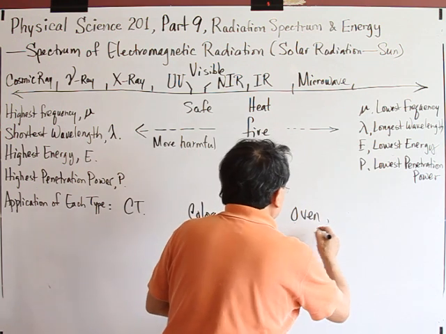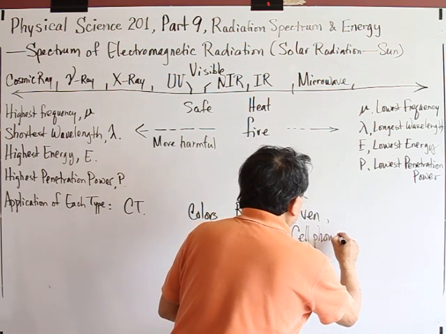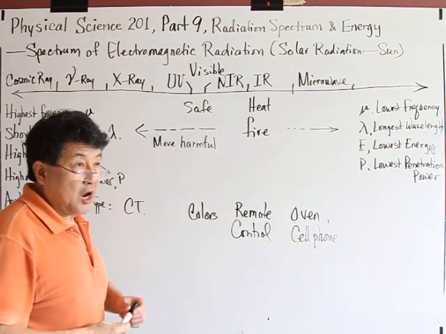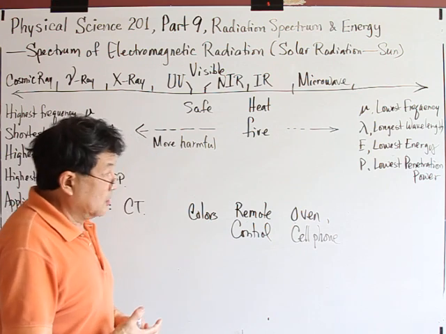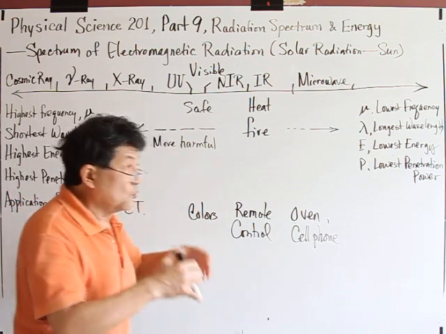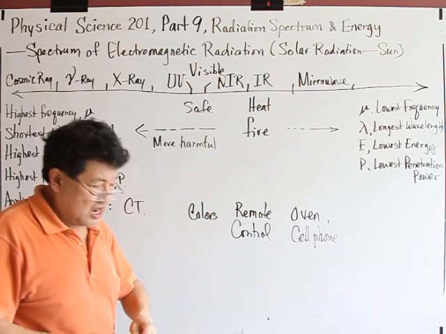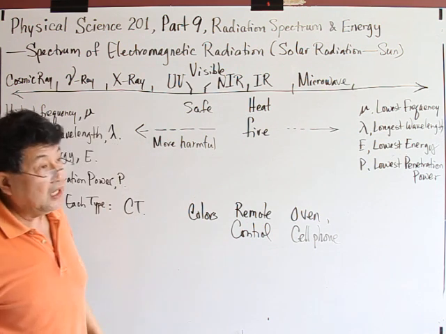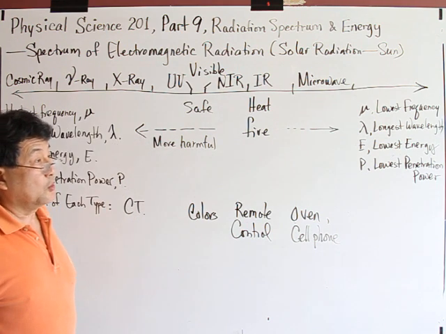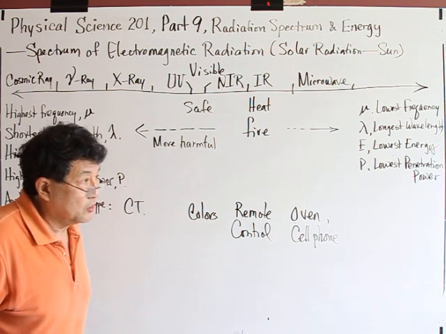And the second one is what? Cell phone. The cell phone, I believe, is operating on the band of microwave radiation. Now, something happened in the past, right? There was a very famous lawyer. His name is Johnnie Cochran, right? He's O.J. Simpson's lawyer.